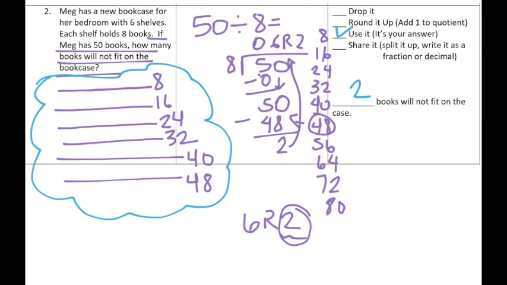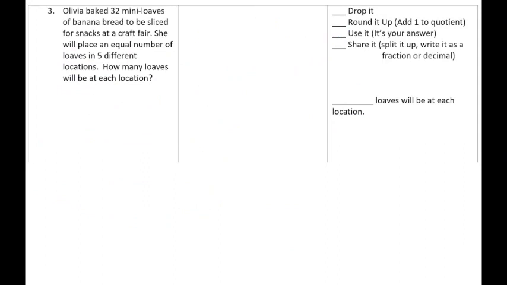All right, I hope you had a chance to get it written down, because we're going to move on to the next problem. We're on to number 3. Olivia baked 32 mini loaves of banana bread to be sliced for snacks at a craft fair. She will place an equal number of the loaves in 5 different locations. How many loaves will be at each location?